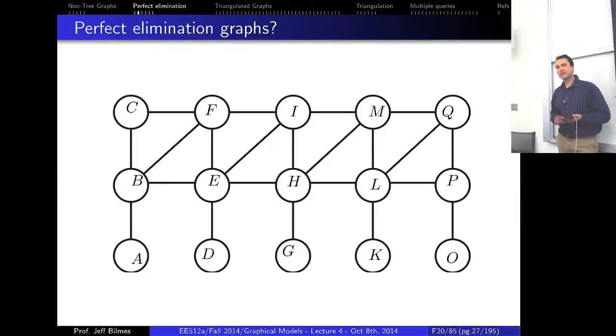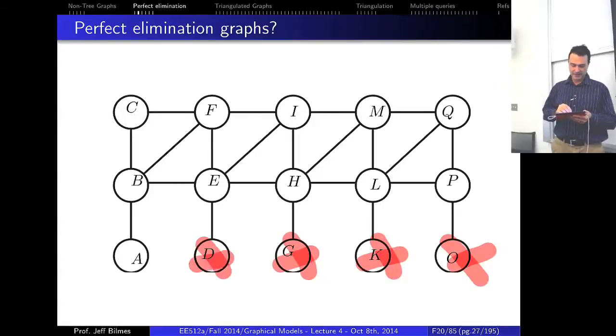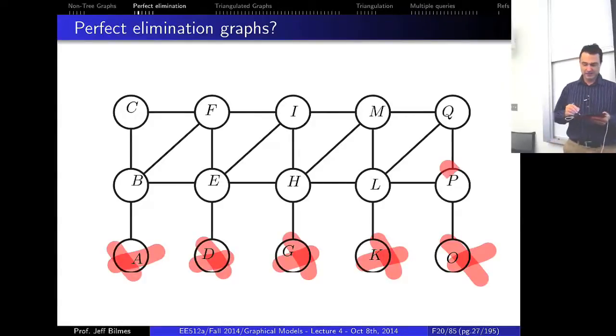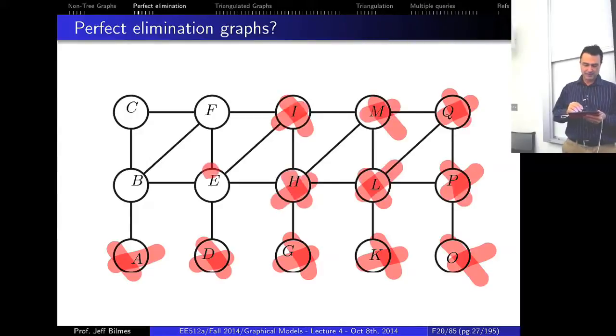What about this? Is this a perfect elimination graph? Yes, because we can eliminate this one, this one, this one, this one, and this one. Those are leaves, right? And then we can eliminate this one. There's no fill, and then this one, and just do it this way. That's a perfect elimination order.